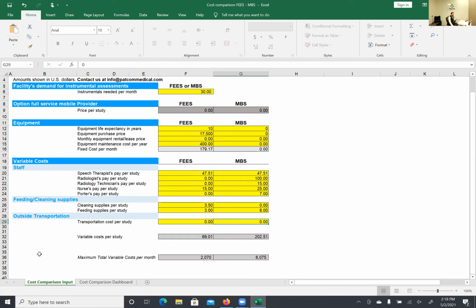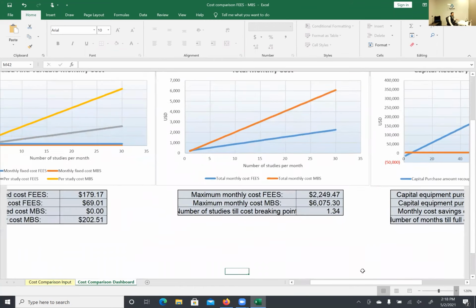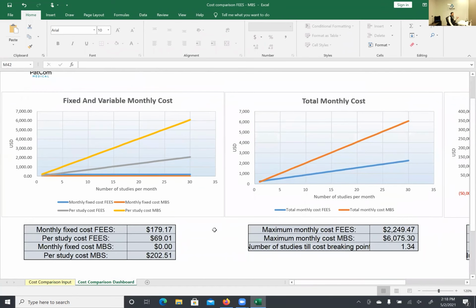Now that we've filled out all the numbers here, we have our dashboard. So down here, the second tab, that's my dashboard. I click on that and it gives us a few different graphs here that we can look at. So the first one here is just sort of a graphic illustration of the cost, right? We have our fixed cost and variable cost. So fixed cost for MBS is 0. Monthly fixed cost for fees is in blue here. So it is there, but fairly low.